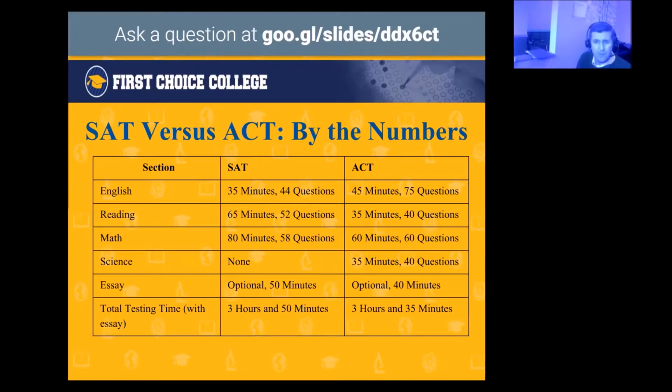Here is probably one of, if not the biggest, one of the biggest differences between the tests. The science section, on the SAT, there is none. On the ACT, it's 35 minutes with 40 questions. The science is more reading and applying what you've read in the charts and graphs or in the conflicting viewpoints passages. You don't necessarily need specific chemistry, biology, or physics knowledge, but you do need an understanding of scientific principle.